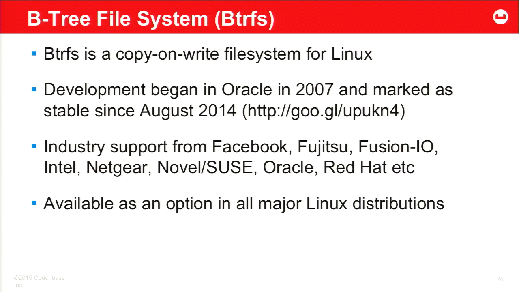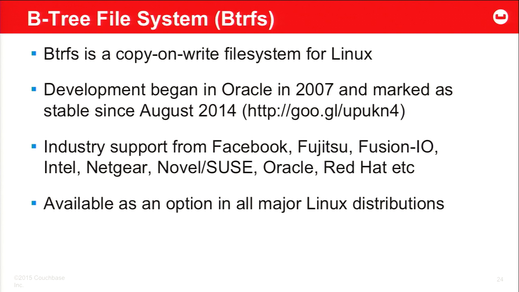And it's enjoying a lot of industry support from several big names like Facebook, Fujitsu, Fusion-io, Intel, Netgear. It's deployed in production in companies like Facebook, Rockstor, which is a storage company, Netgear, TripAdvisor. So all of those have deployed Btrfs file system in production. And even the creator of ext4 actually believes that Btrfs file system is the direction in which Linux file systems will be going forward.